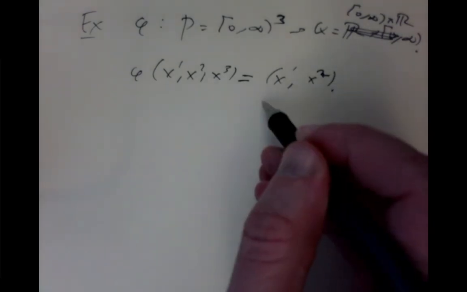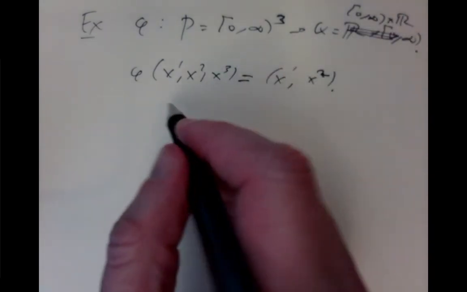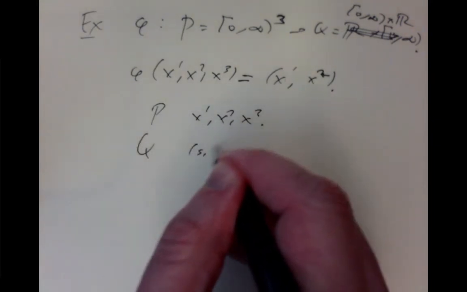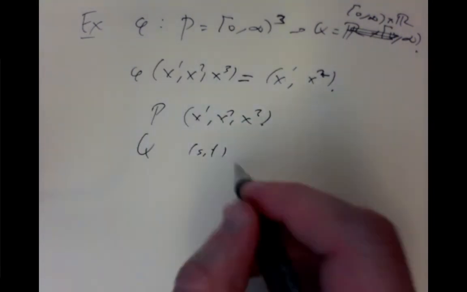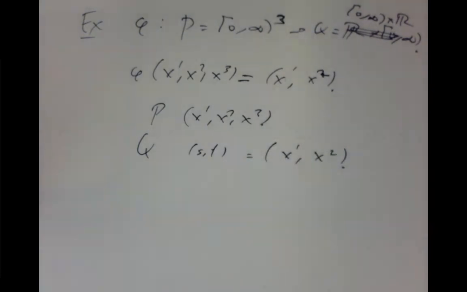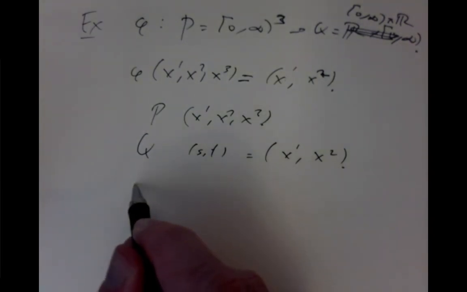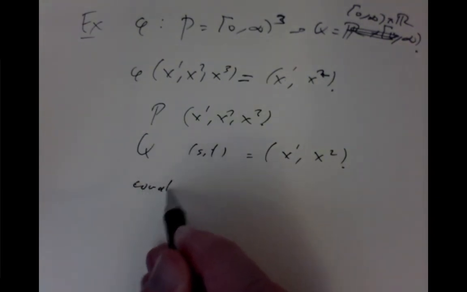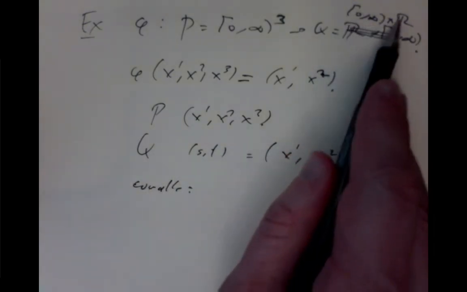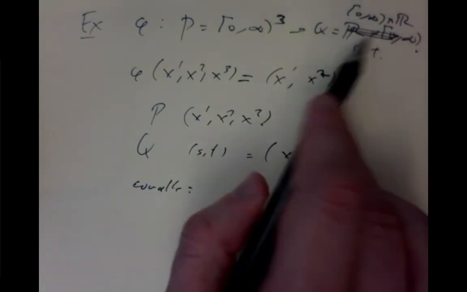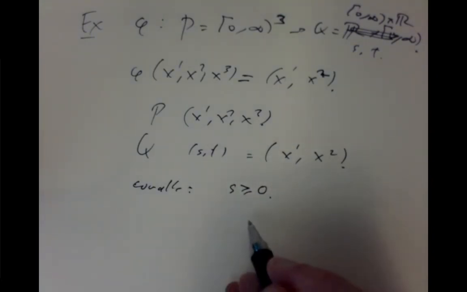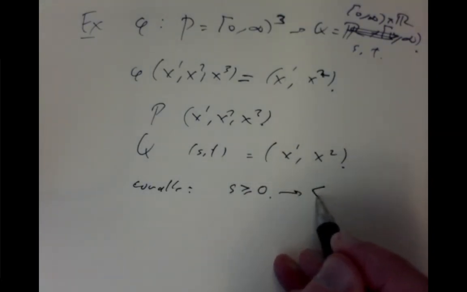So let's give names to these. On P, I'll have coordinates x1, x2, and x3. On Q, I'll have coordinates which I've written as (s, t), and the map is given by s is x1, t is x2. So if we calculate what the co-walls are on Q, we only have the constraint that s is in [0, infinity), t is in R. The only constraint is s is greater than or equal to 0, and that gives you the co-wall, which is the multiples of ds.